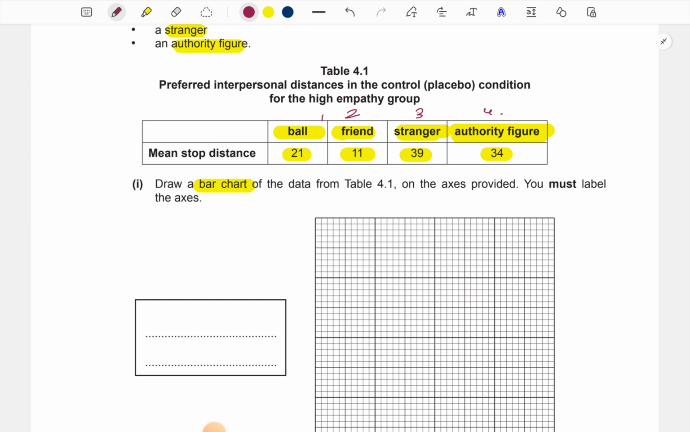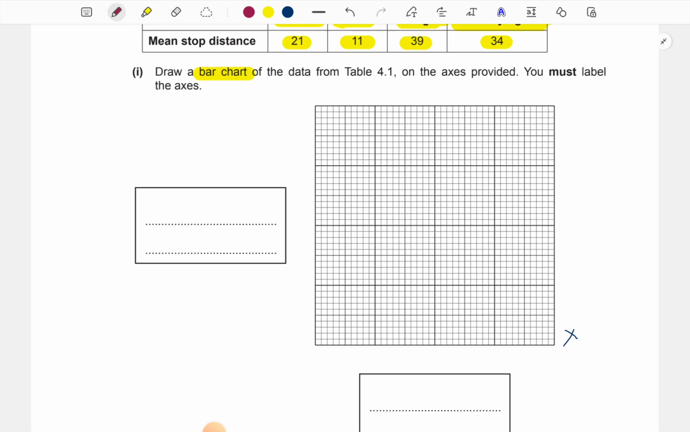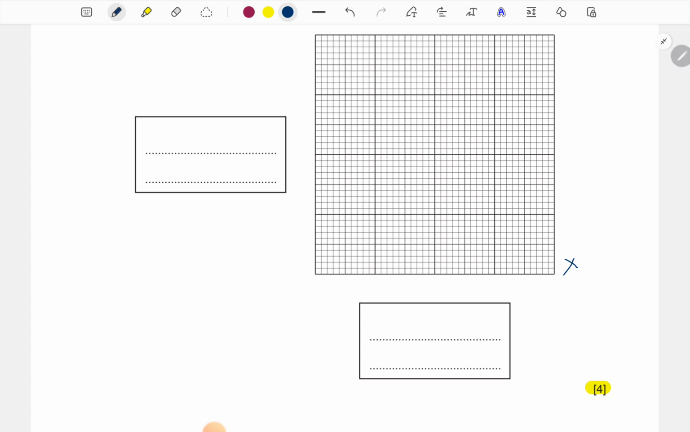Same way, what name should you give the x-axis? Preferred interpersonal distances in the control condition for high empathy group. This is the table name. So you can take it as is, either as conditions, because that's what's given, or conditions for the high empathy group, or control conditions for high empathy group, anything like that. You can mention the word protagonist or figure, but I would suggest just take it from the question. So what we can write here for x-axis is conditions for high empathy group.